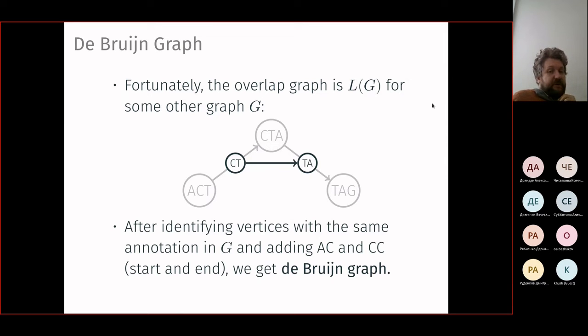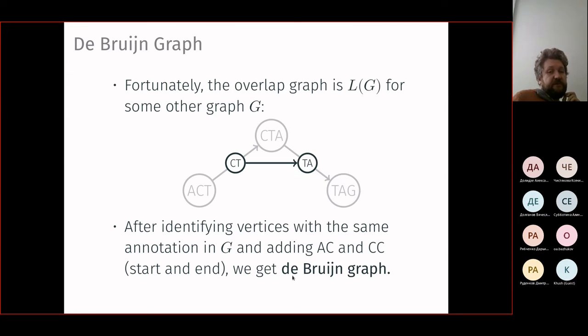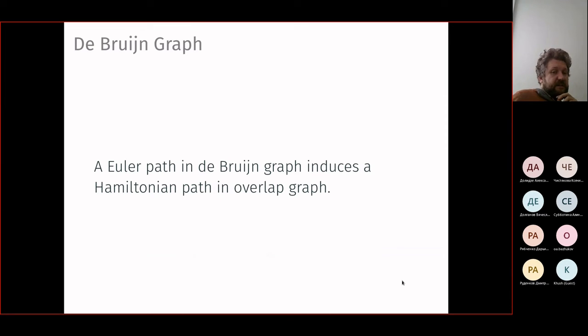And we call this De Bruijn graph. And also we add the start and end, which is AC and CC, which we could know from some other source of information. And the Euler path in the new graph, which is called De Bruijn graph, which is basically the line graph of the original one, induces a Hamiltonian path in the overlap.